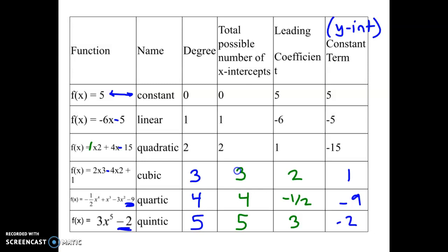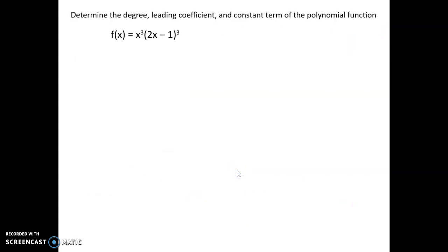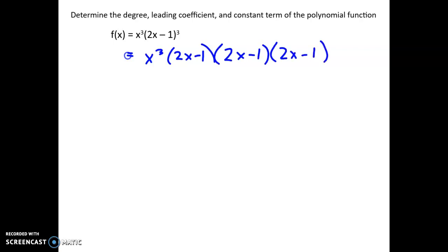So in this one we want to find the degree, the leading coefficient, and the constant term of this polynomial. But what's tricky here is that it's in factored form. So let's think about what this would be if you expanded it. So this would be x to the power of 3, and then we'd have 2x minus 1 three times, because it's cubed. So really, this is what our function would be.